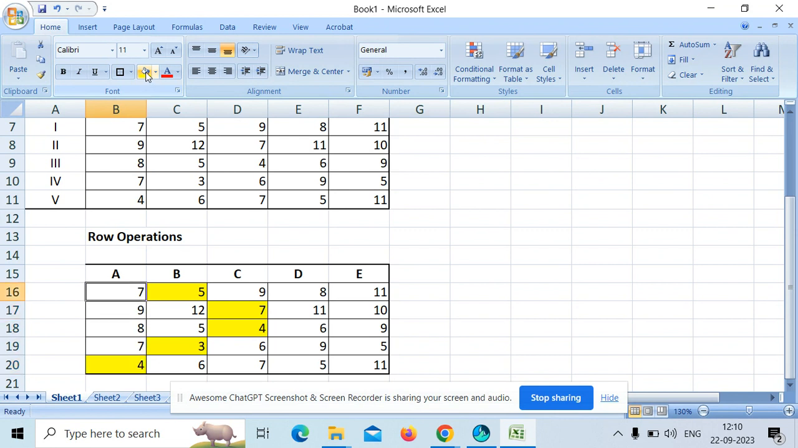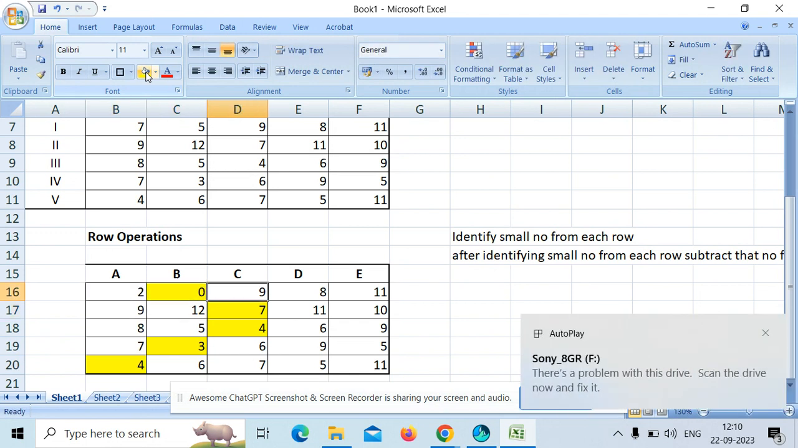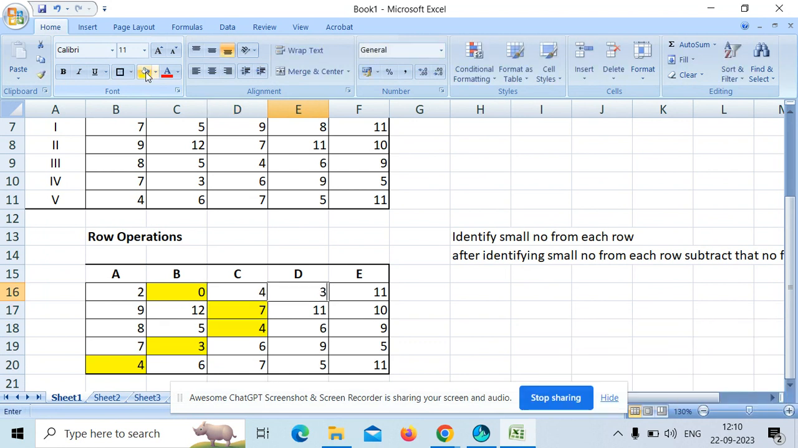Now after identifying the smallest number from each row, I am supposed to subtract that number from the respective row. So here: 7 minus 5 is 2, 5 minus 5 is 0, 9 minus 5 is 4, 8 minus 5 is 3, 11 minus 5 is 6. Next row: 9 minus 7 is 2, 12 minus 7 is 5, 7 minus 7 is 0, and then 4 and 3.